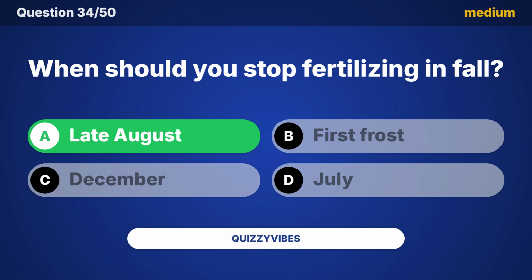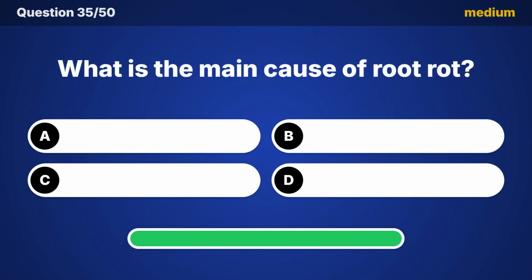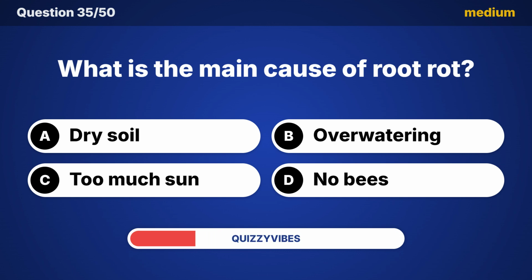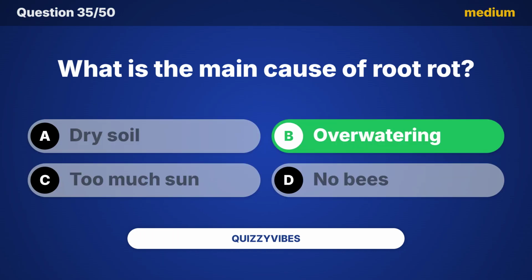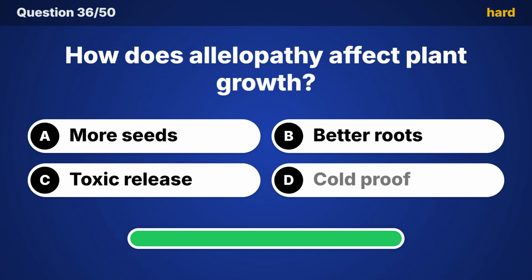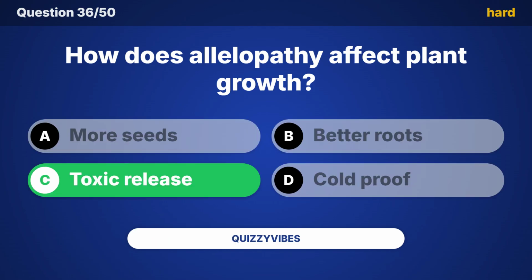Did you guess it? The answer is late August. What is the main cause of root rot? Answer, overwatering. How does allelopathy affect plant growth? Time's up! It's toxic release!